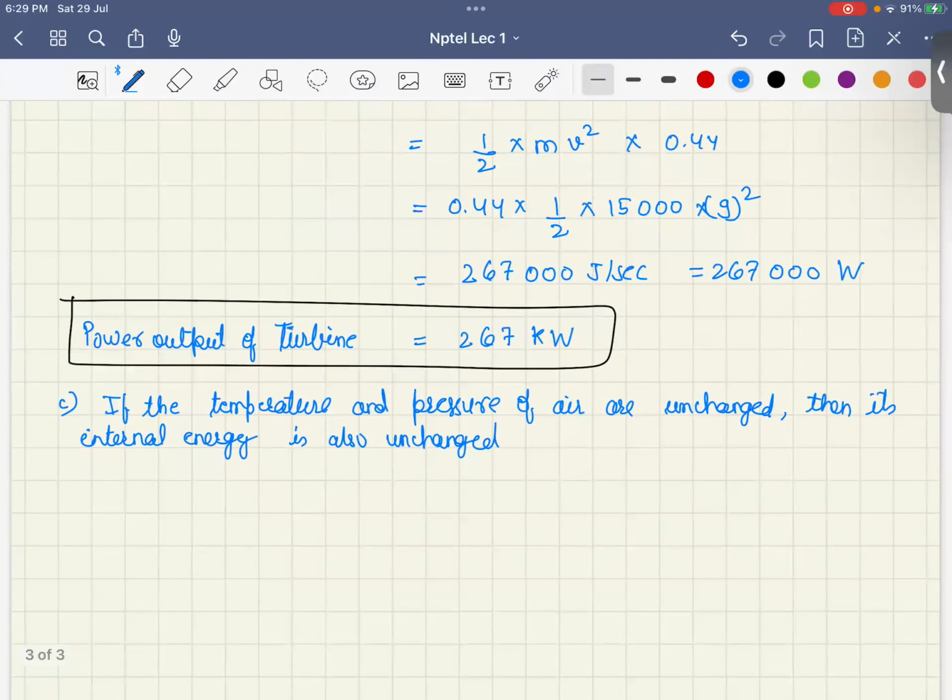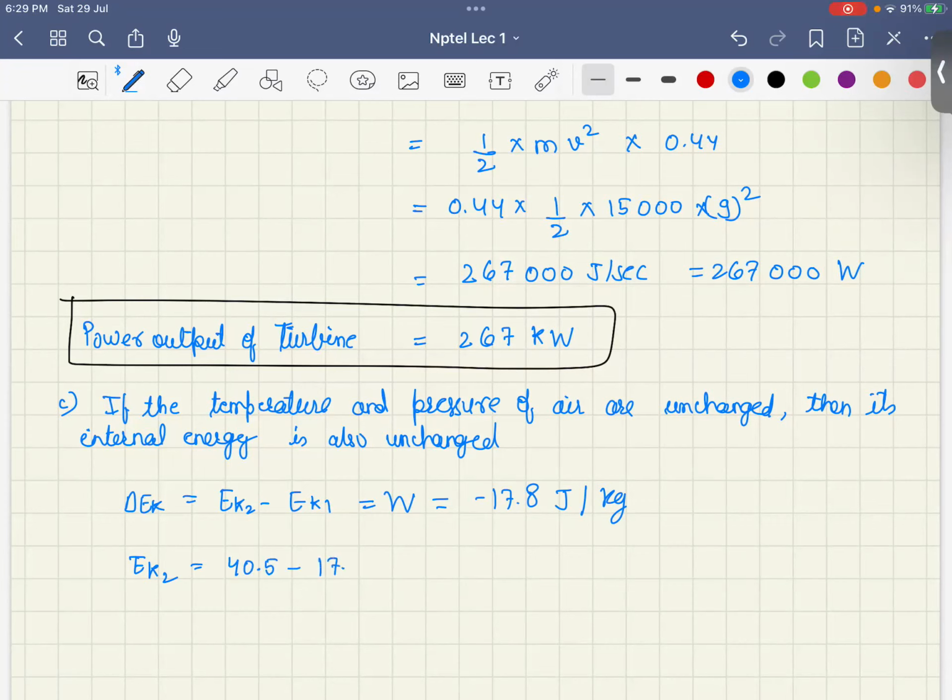Hence, what we can write is change in kinetic energy is nothing but ek2 minus ek1, which is nothing but work done, which for 1 kg of air is going to be 17.8 joule per kg, right? And so ek2 is going to be 50.5 minus 17.8, which is nothing but 22.7 joule per kg, right?